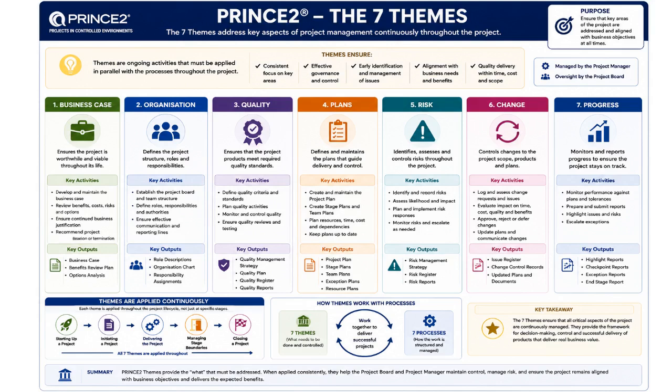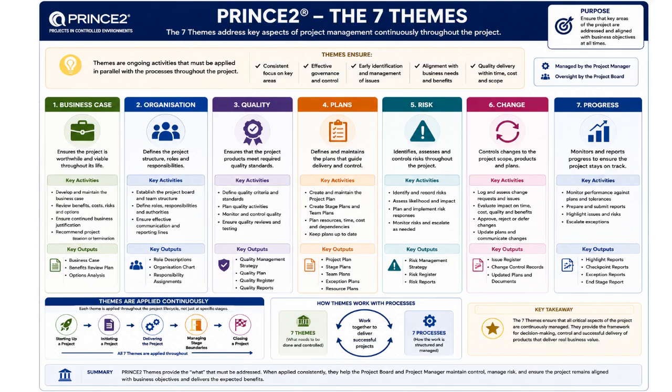The first theme is business case. This is one of the most important themes in PRINCE2 because it ensures the project remains worthwhile and strategically justified throughout its lifecycle. The business case defines expected benefits, costs, risks, and investment justification. It is continuously reviewed to confirm that the project still provides value and should continue receiving organizational support and resources.